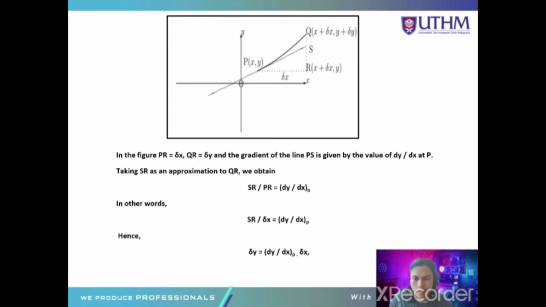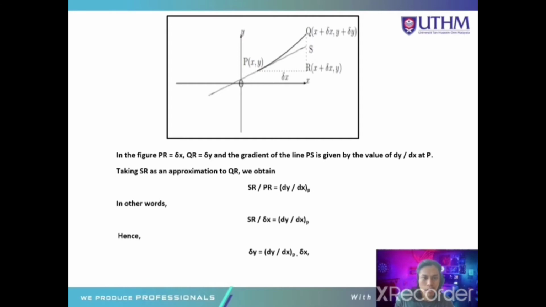For the diagrammatic approach to this approximation for the increment in y, let us consider the graph of y against x in the neighborhood of the two points P and Q. The coordinate P is (x, y) and the coordinate Q is (x plus delta x, y plus delta y) on the curve whose equation is y equals f(x). In the figure, PR equals delta x, QR equals delta y, and the gradient of the line PS is given by the value of dy/dx at P.